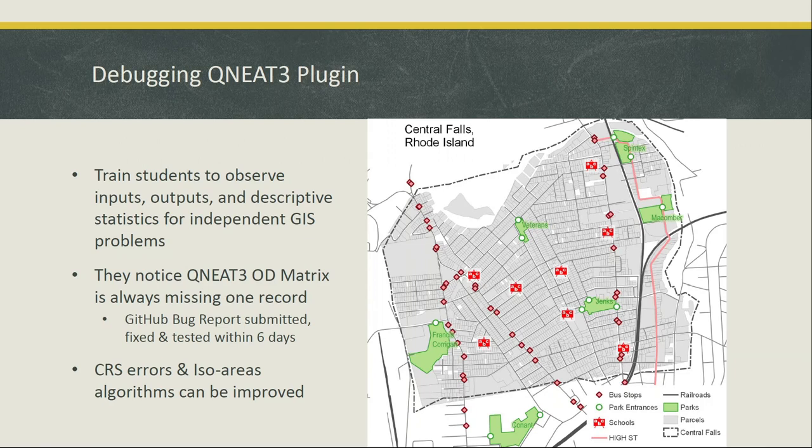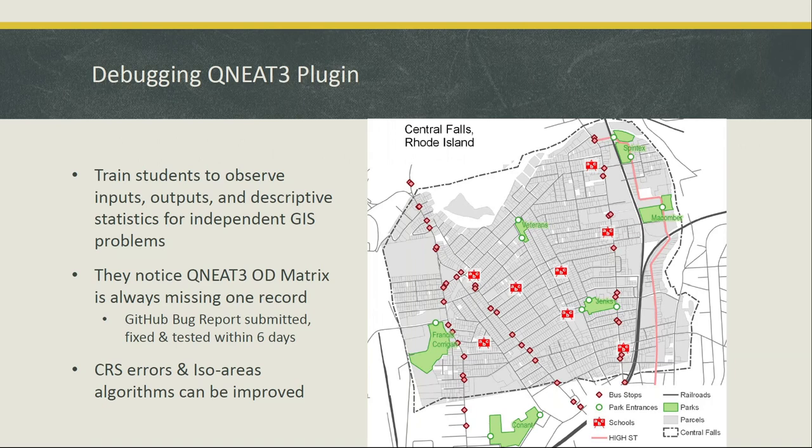And this is a case where teaching students to be really observant of the numbers of records and descriptive statistics at each step, and analyzing their results to make sure that they're correct, to self-check their work during independent problems, paid dividends, because they are the ones that noticed that the OD matrix was missing one record every time. You know, how often do you check the number of records you get from an OD matrix type operation, right? There are thousands and thousands of them here. There are exponential numbers of them, in fact.